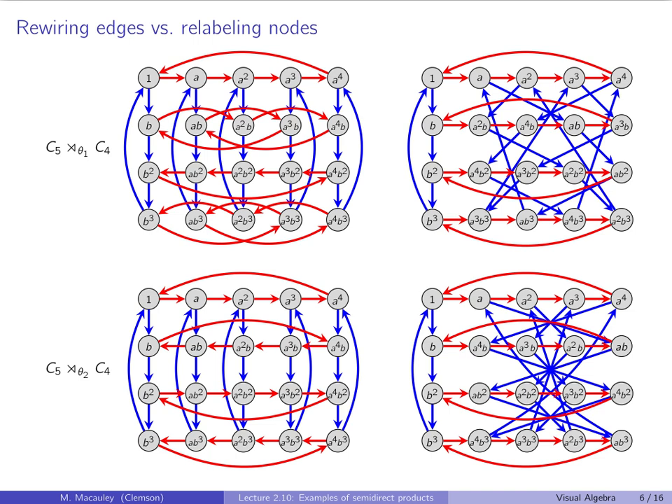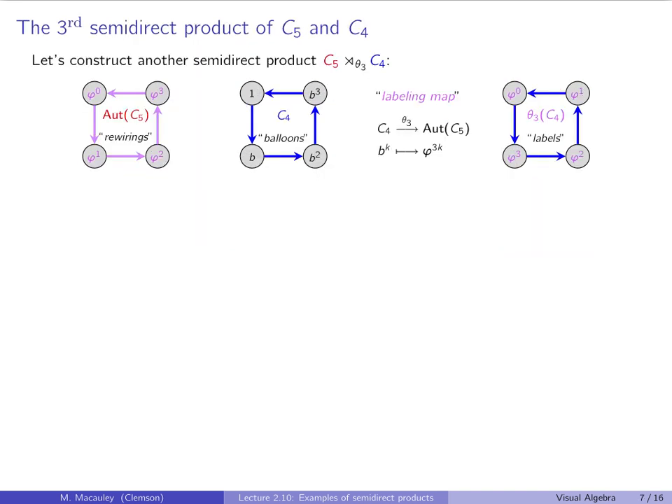Now, I claim that these are actually different groups, but I'm not going to tell you right away how to do that. I want you to think about that. How would you prove that one of these has a property that the other one does not? And also, once we figure out that they're different, think about how you'd figure out which groups these are. But first, I want to construct another semidirect product of C5 and C4.